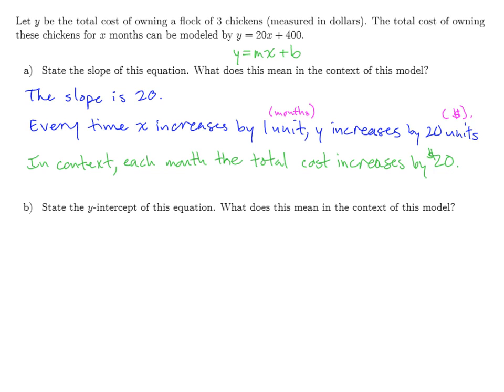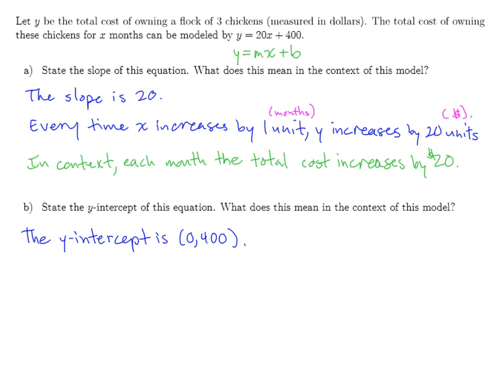Next, we're going to look at the y-intercept. We can see from our equation y equals 20x plus 400 that the value of b is 400. So the y-intercept, we'll write that as a point. The y-intercept is the point 0, 400.